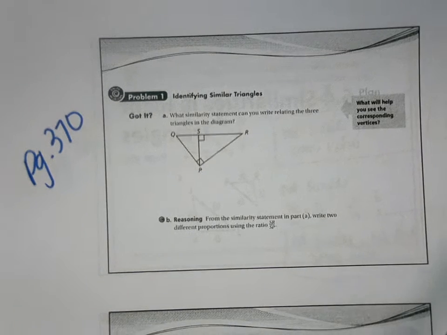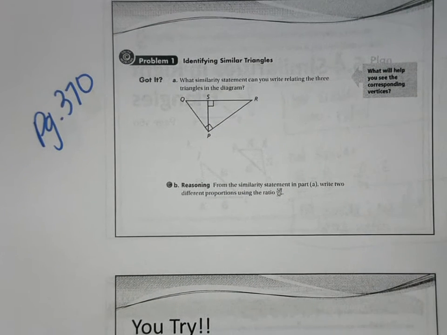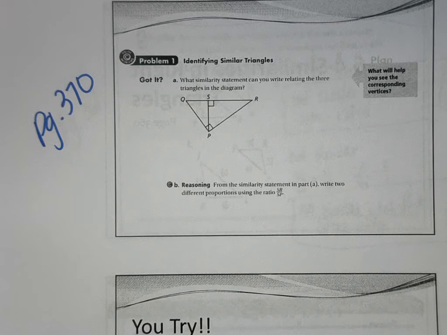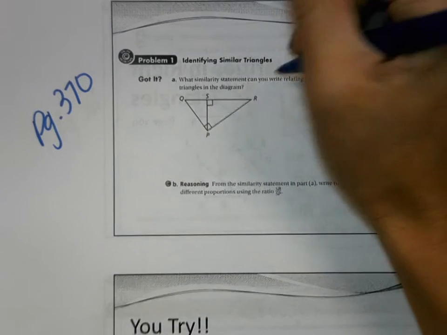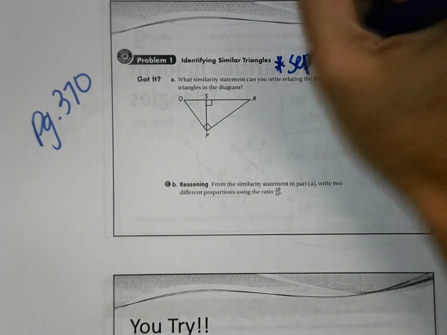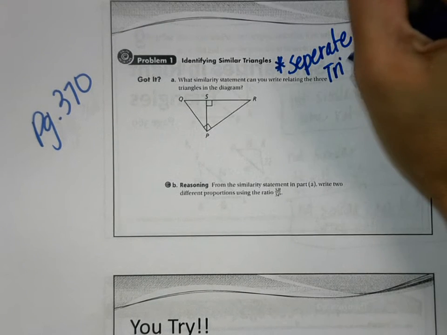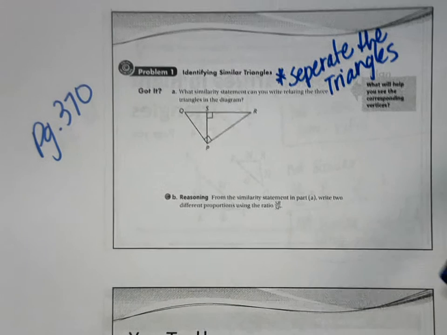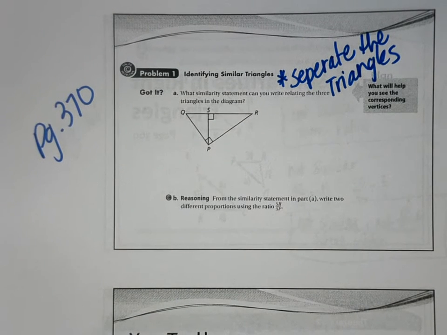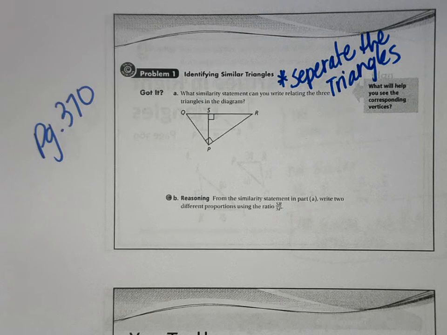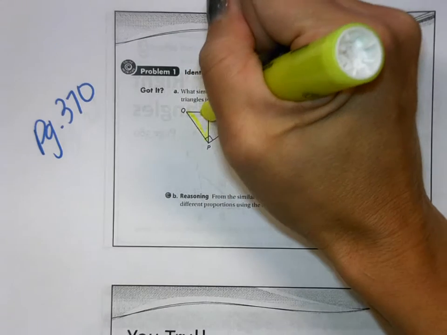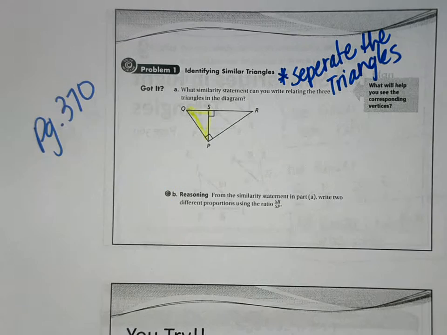Okay. So on page 370, it says, what similarity statements can you write relating the three triangles in the diagram? Okay, so what is super important is that you need to separate the triangles. Okay, so write a note to yourself. So how many triangles am I going to have? Three. Okay, and so I'm going to try to help you draw these triangles. And I'm going to kind of highlight. We'll kind of start with one at a time and highlight it.